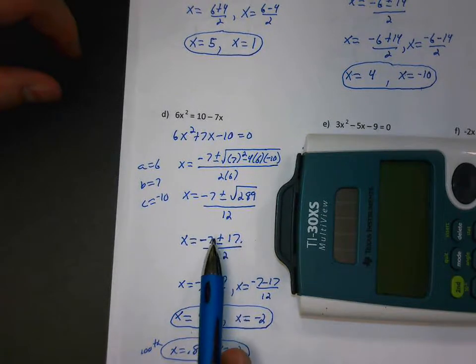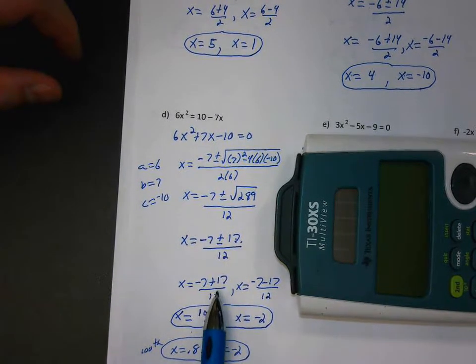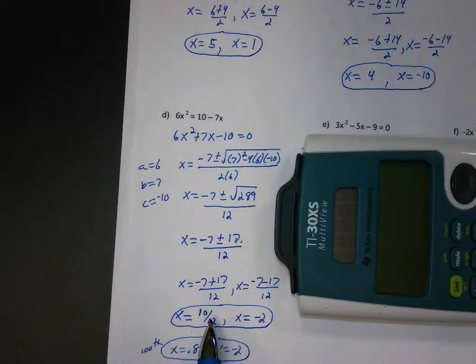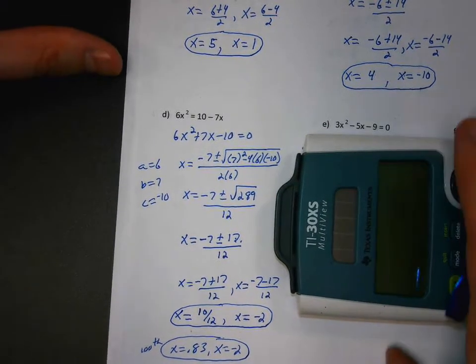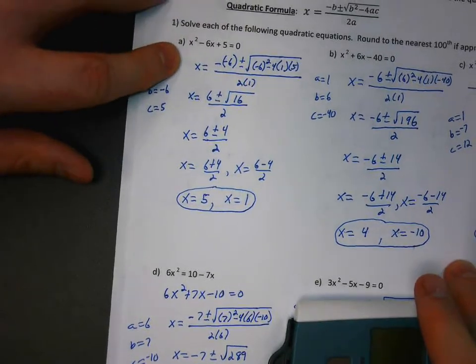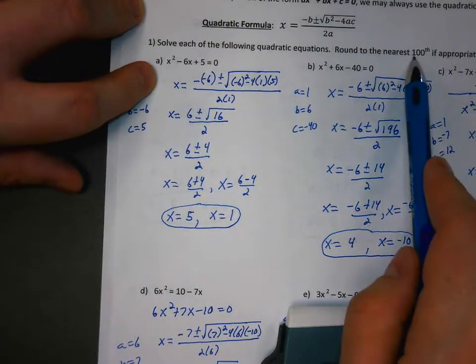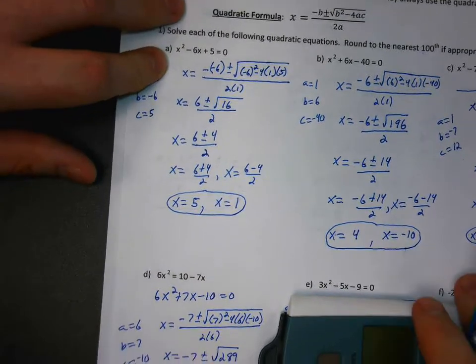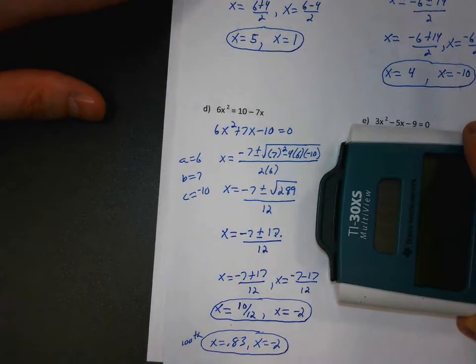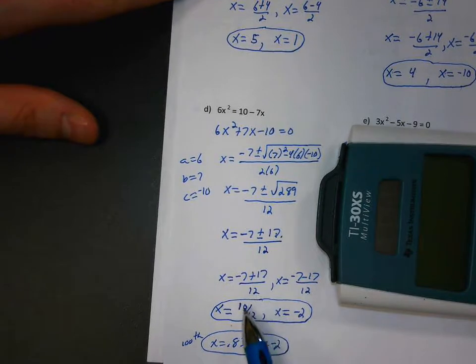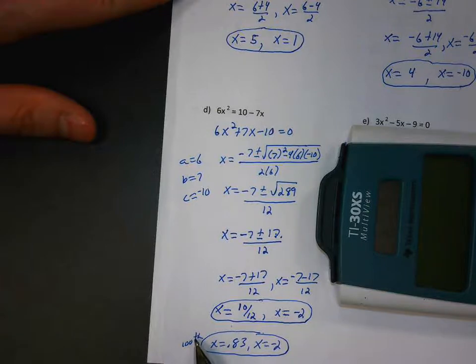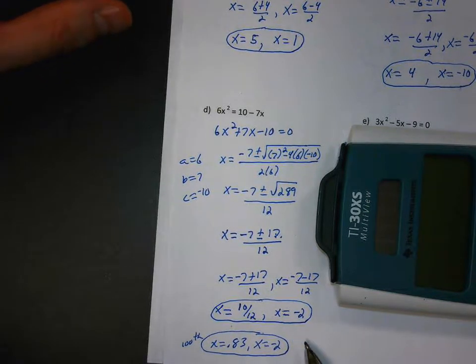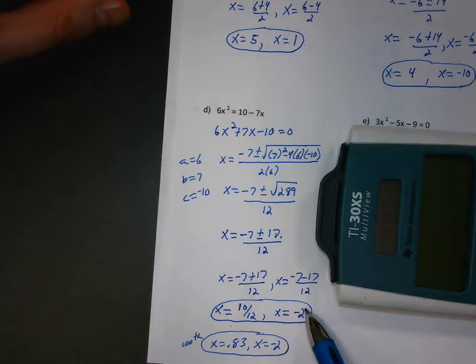But then when you add negative 7 plus 17, that'll give you 10, and then divide by 12. Well, that's a fraction. You can leave it as 10/12. You can reduce it to 5/6 if you want. Now, the directions up here did say round to the nearest hundredth, if appropriate. So if you did round this to the nearest hundredth, 10 divided by 12 or 5 divided by 6 will give you 0.83. And then x equals negative 2 is your other solution.